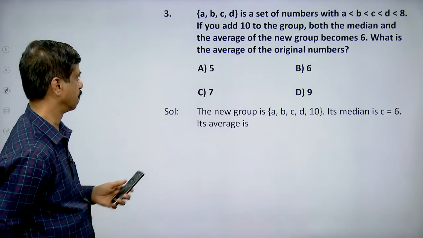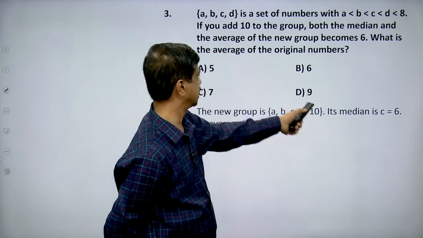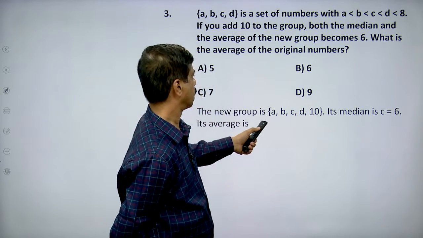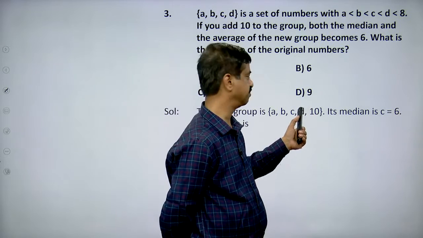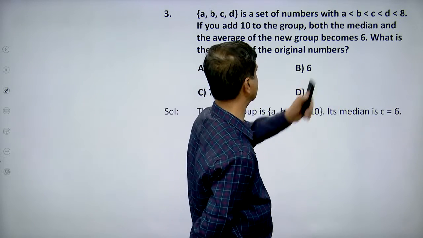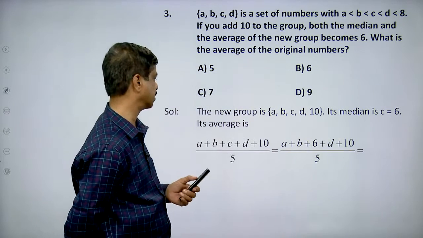So look at this, children. A, B, C, D is the original group. To that we have added 10. So now C becomes the median, the middlemost term, which he gave as 6. Therefore, C is equal to 6, we got it.